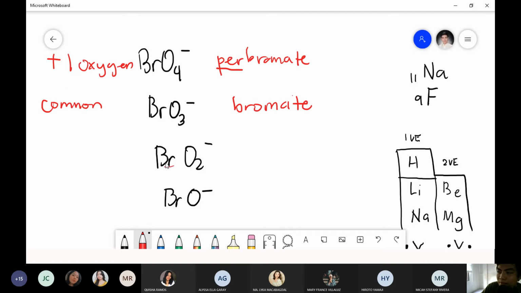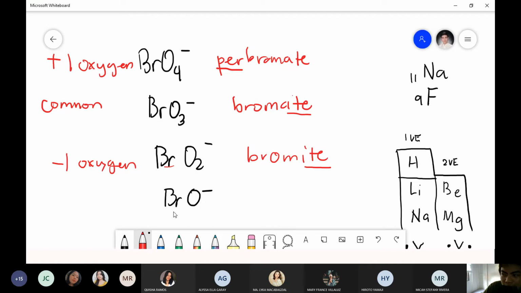How about this one? What will be the name of this ion here? As you can see, this is one oxygen less than your common, minus one oxygen. So I remove one oxygen here, and from bromate, the name will be bromite. From ate, you change it to ite. Bromate, bromite. The difference is that this one has one oxygen less than the common.